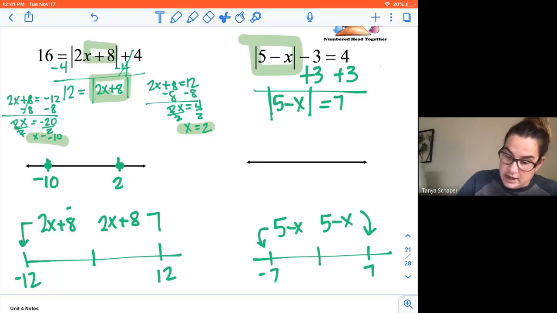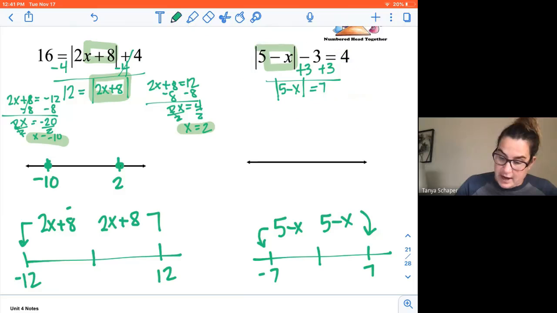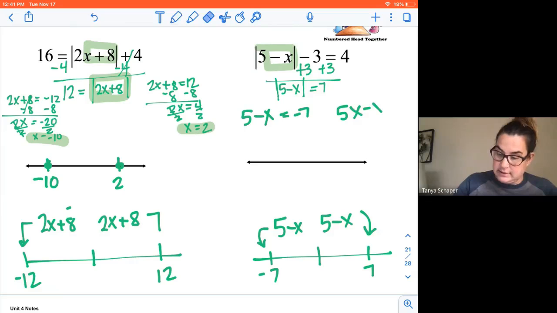So I'm going to shrink this down a little bit, and I'm going to solve those 2 equations. So 5 minus x equals negative 7, and 5 minus x is equal to positive 7.